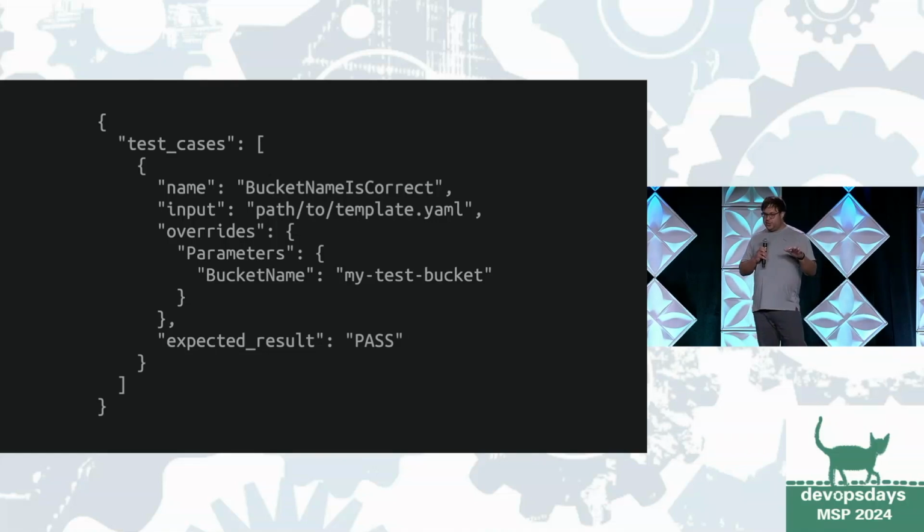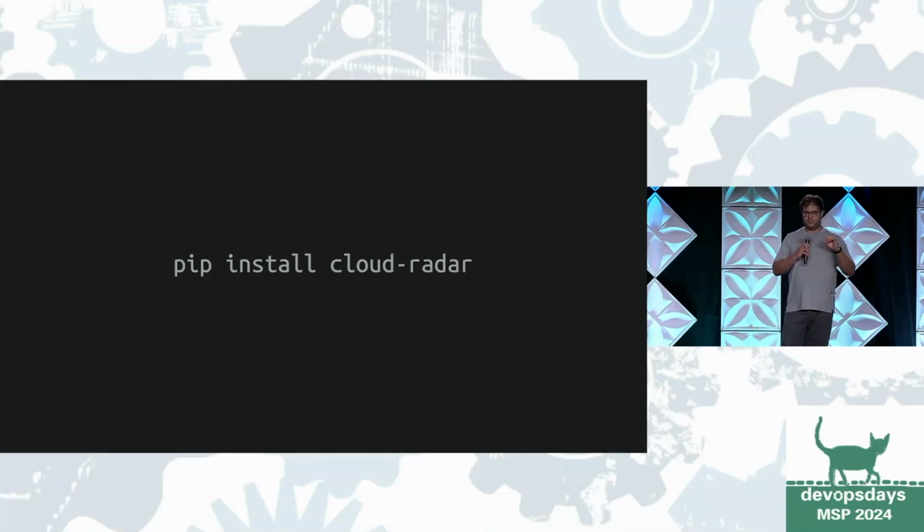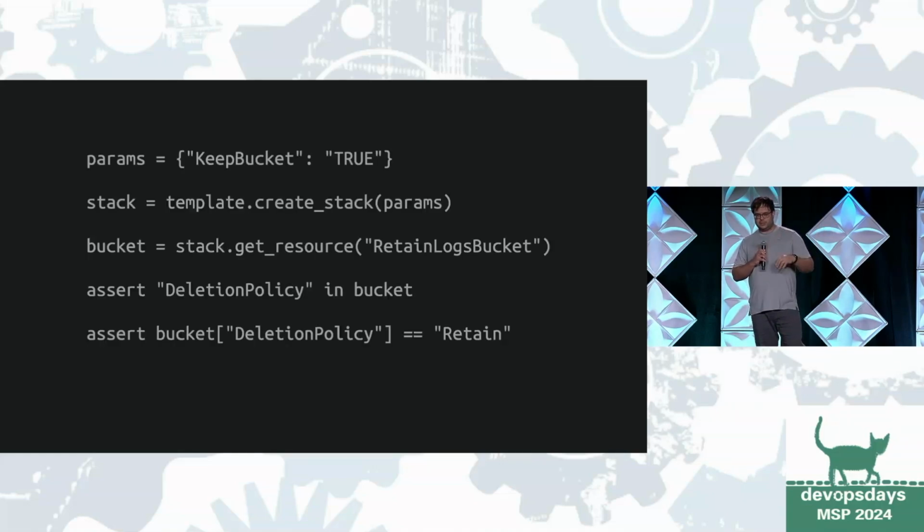If that's not your thing, there's also another tool that was written actually about 6 months before Guard was released, called Cloud Radar. Cloud Radar is written in Python, and it works similarly in that you set some parameters, you render the templates, and then you do some assertions. Because it's Python, you can use PyTest, you can use all of the operators that Python has available to you, and it's pretty slick.